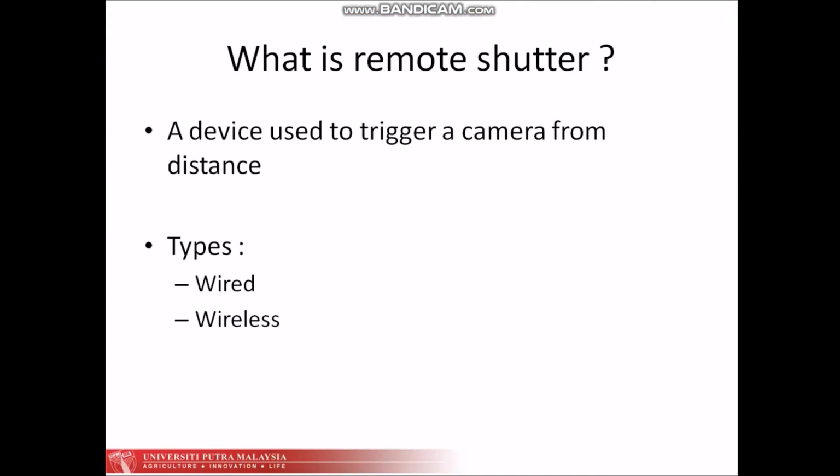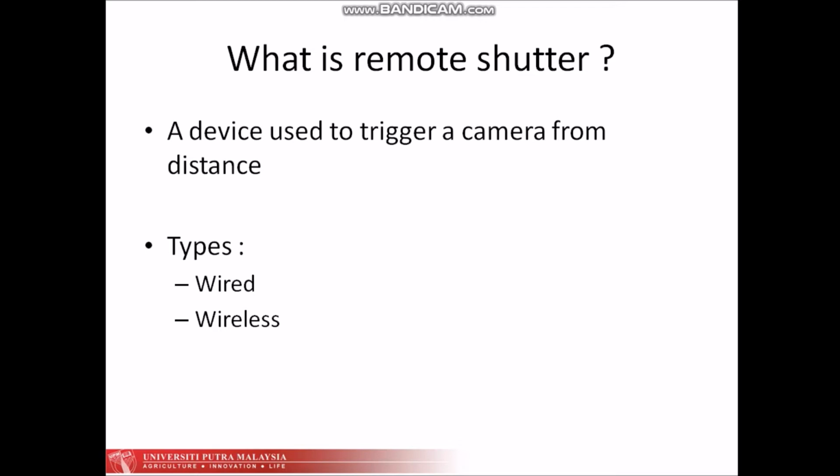So, what is remote shutter? As we know, a remote shutter is a device used to trigger a camera from a distance. Nowadays, it is not just for cameras; we can also use it for applications on our smartphones. There are a few types of remote shutter, which are wired and wireless. What's important is the wireless shutter because it is related to our course.